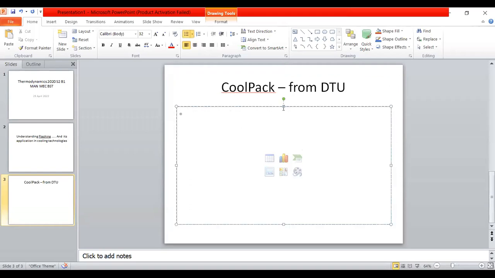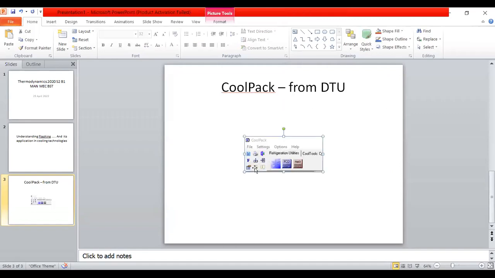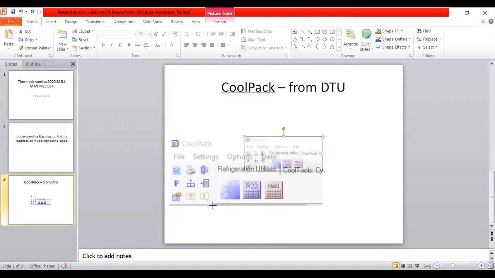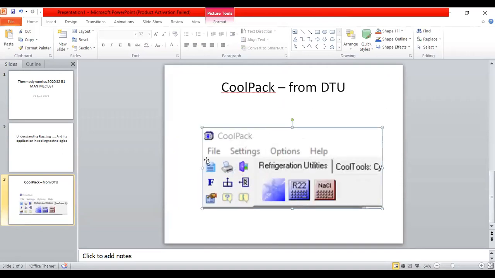Okay. Not this icon for the simple cool pack. Okay, good. So later we will be using this software as well for some of our analysis because it's convenient.